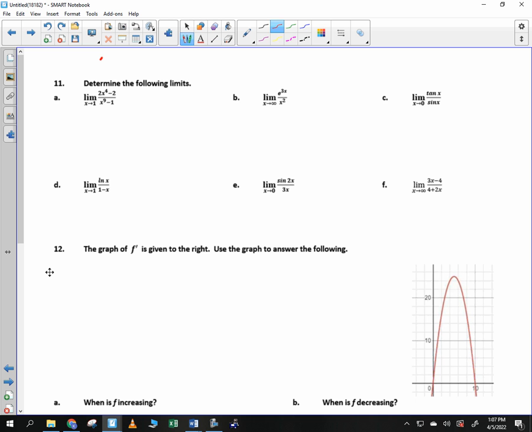Limits. Great. Determine the following limits. We've talked about limits before. The first one, I don't really want to factor it. If you plug in 1, what do you get? You get 0 over 0. Do you remember what you can do if you get 0 over 0? Yeah, L'Hopital's rule says take the derivative of the top, derivative of the bottom.